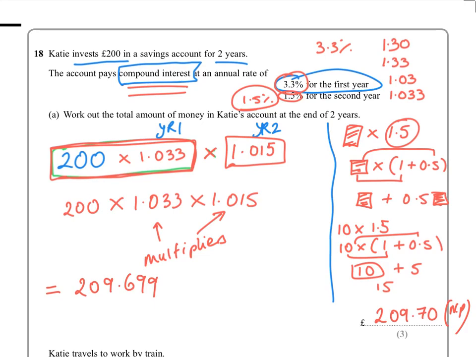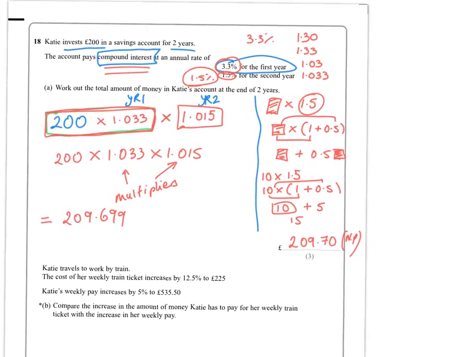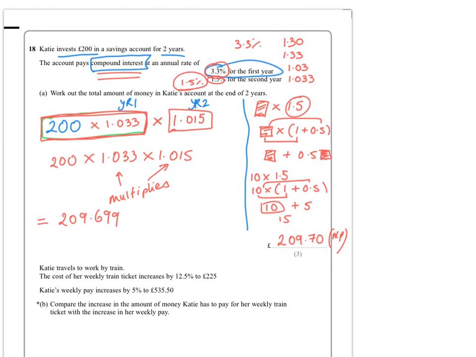Now, there would be other ways of doing it. So, for example, you could take the £200 and then you could find 3.3% of it. Okay, now I think that would be £6.60. And then you'd add that to the 200 and you'd get £206.60.